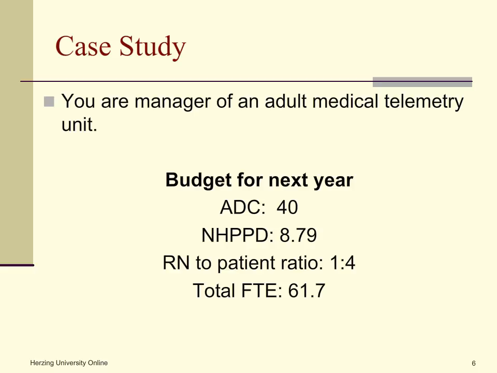Let's look at this case study. You are a manager of an adult medical tele unit. You need to design a budget for your next year, and your budget is for an ADC, which is an average daily capacity, of 40 patients. Nursing hours per patient day is 8.79 hours. RN to patient ratio is 1:4, and total full-time equivalence is 61.7.